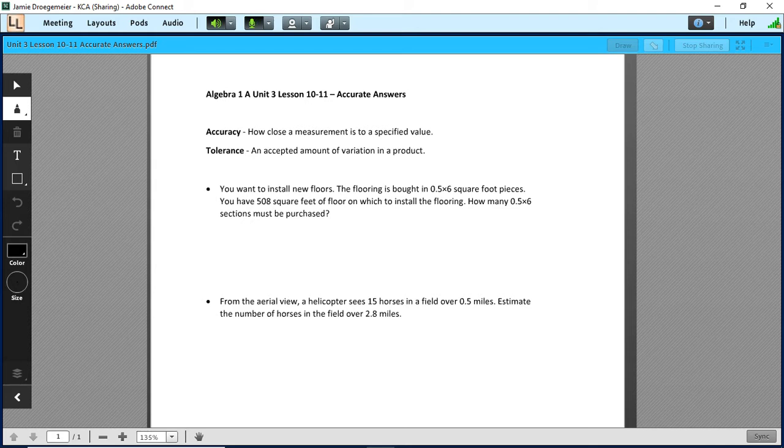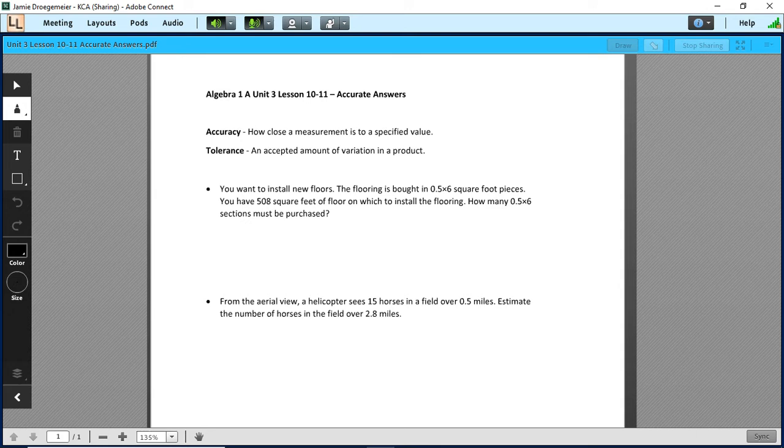If you think in terms of manufacturing, if I'm making a product, the tolerance is going to be the accepted amount of variation in a product. For example, let's say that I am making pencils and the length of the pencil is supposed to be, let's say, 8 inches. We could see how accurate our pencils are to that measurement.